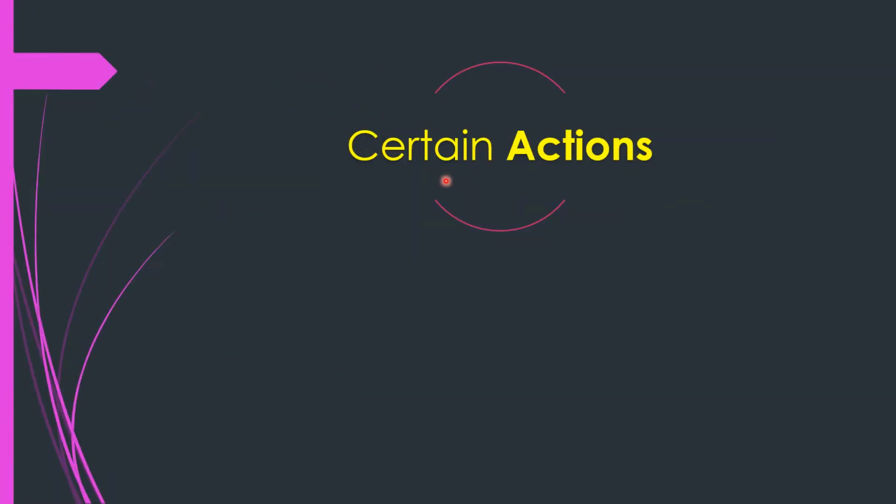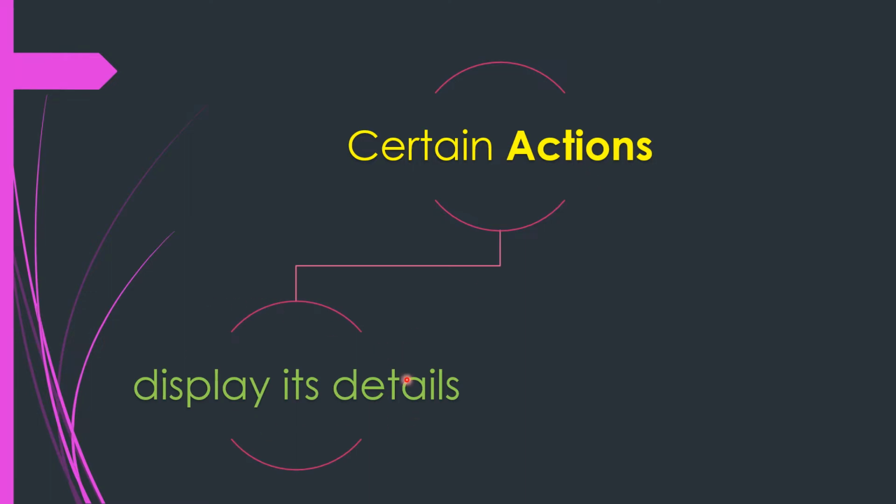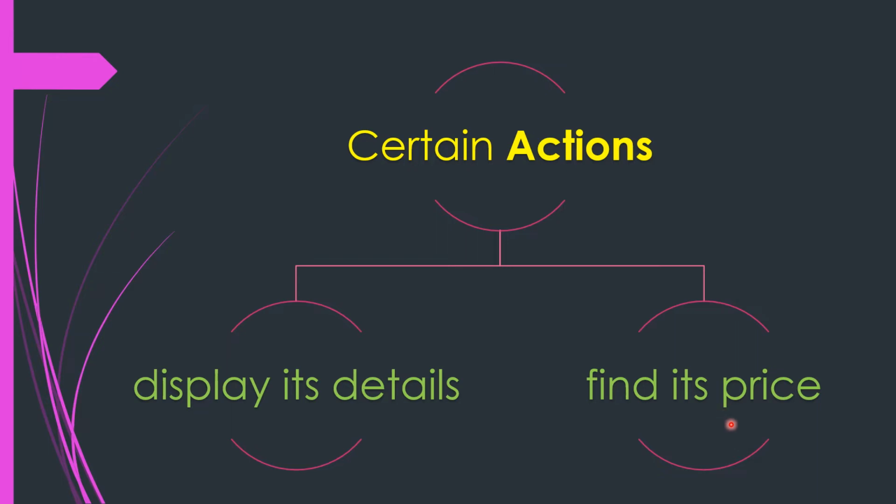Now, we may also want to perform certain actions on the object. Here in our program, the object is book. All the books are objects. So, we may want that some specific action should be performed on that book. So, what can be the action that can be performed? They can be like displaying its details. Means we may want to see the details. So, we will be performing the action of displaying details of the book. Or we may want to find its price. If we want to find its price, then we will take the action of finding price. So like this, we can perform various actions on the objects.